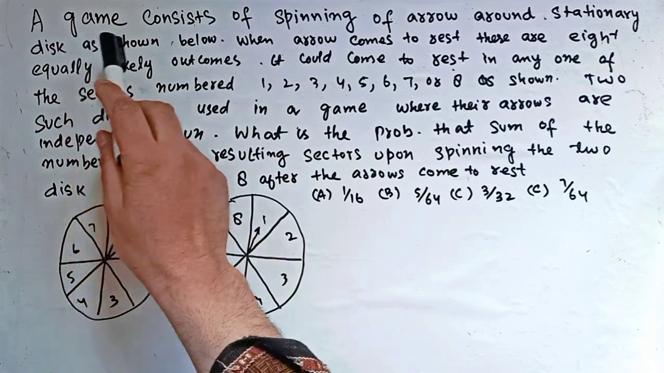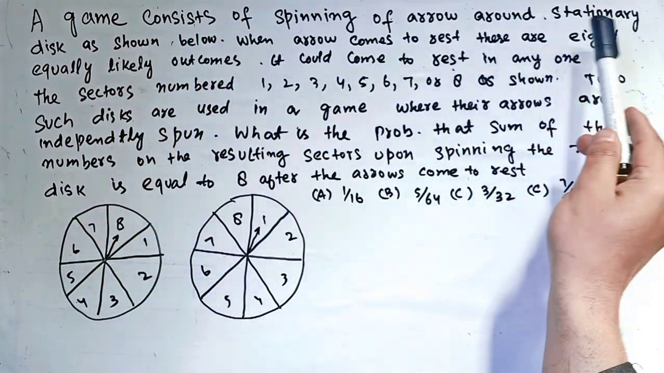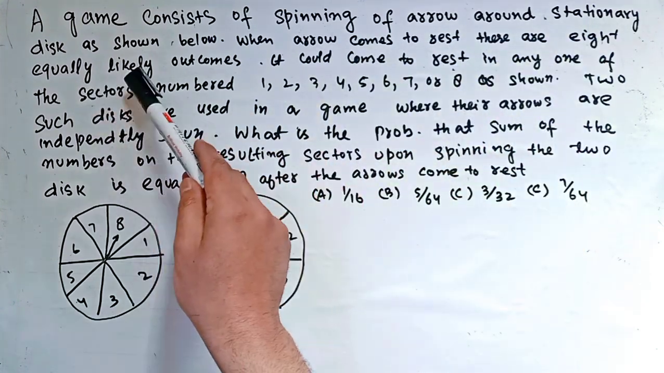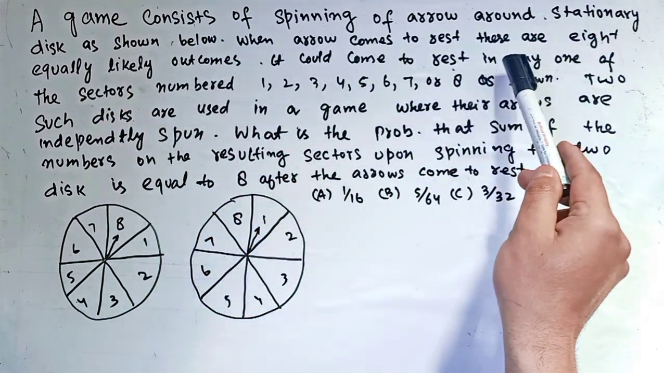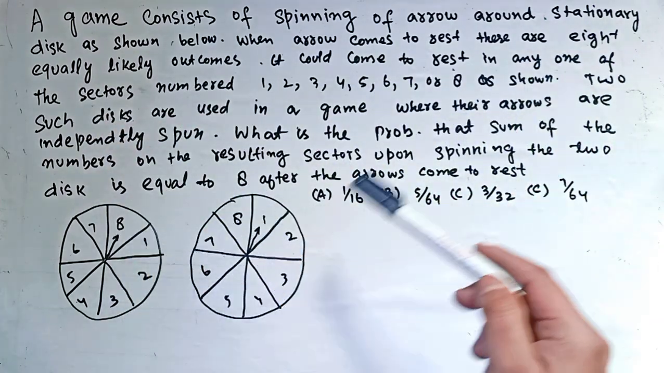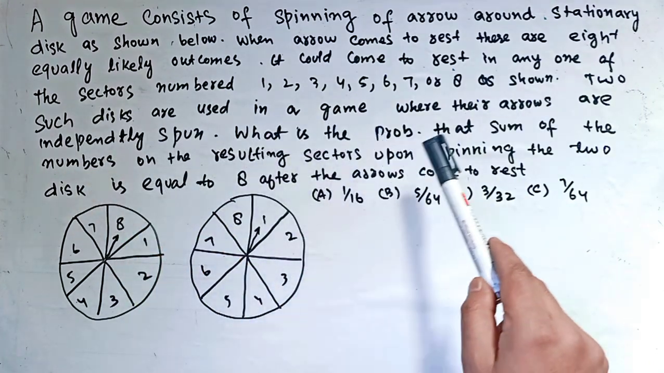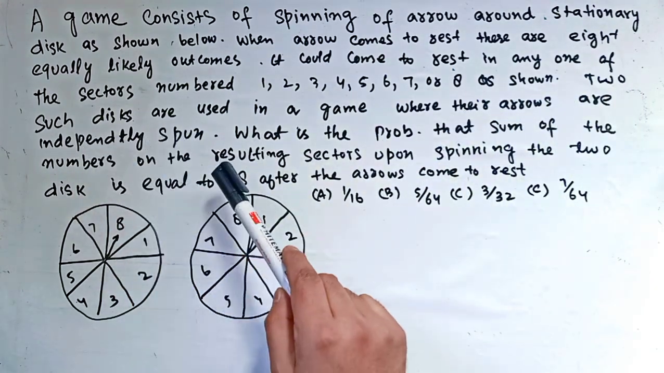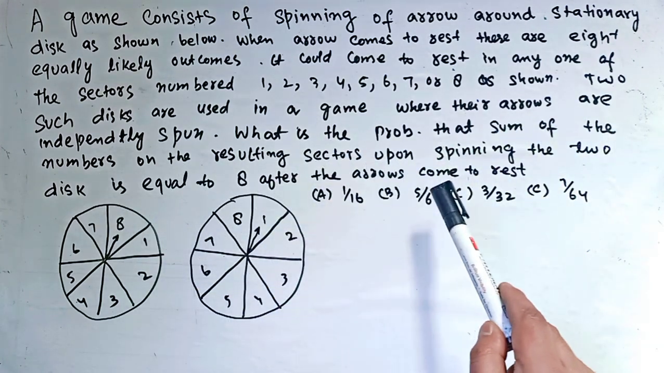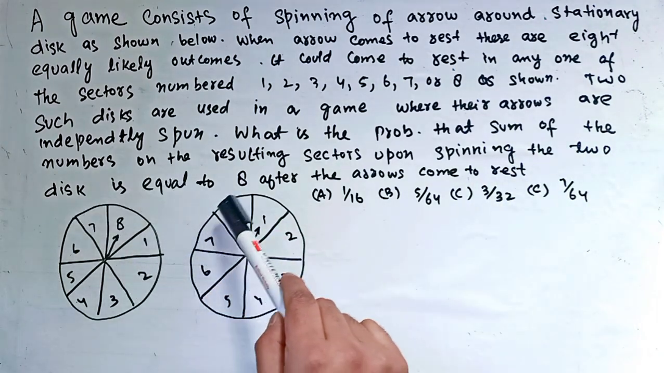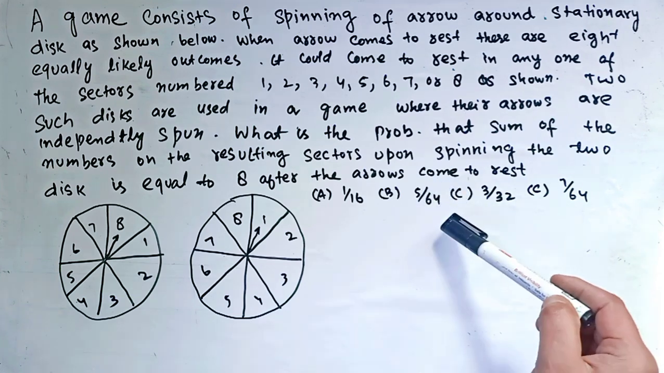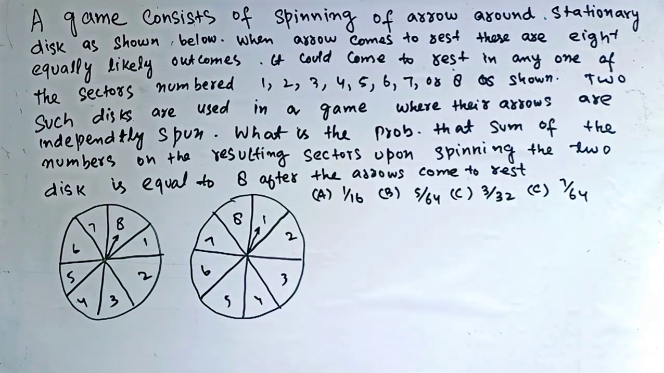Next question is, a game consists of spinning of an arrow around a stationary disk as shown below. When the arrow comes to rest, there are 8 equally likely outcomes. It could come to rest in any of the sectors numbered 1, 2, 3, 4 up to 8 as shown here. Two such disks are used in the game where their arrows are independently spun. What is the probability that the sum of the numbers on the resulting sectors upon spinning the two disks is equal to 8 after the arrows come to rest? Options are 1 upon 16, 5 upon 64, 3 upon 32, or 7 upon 64.